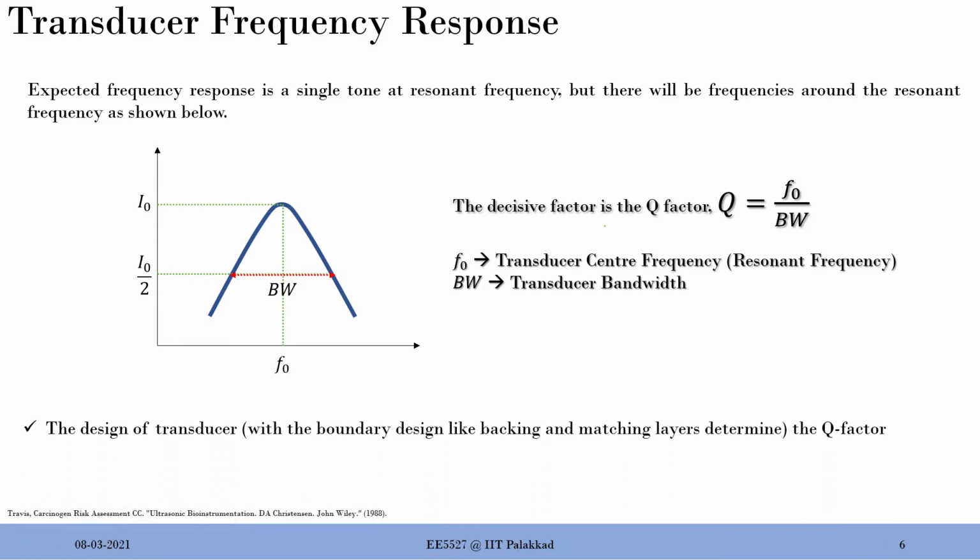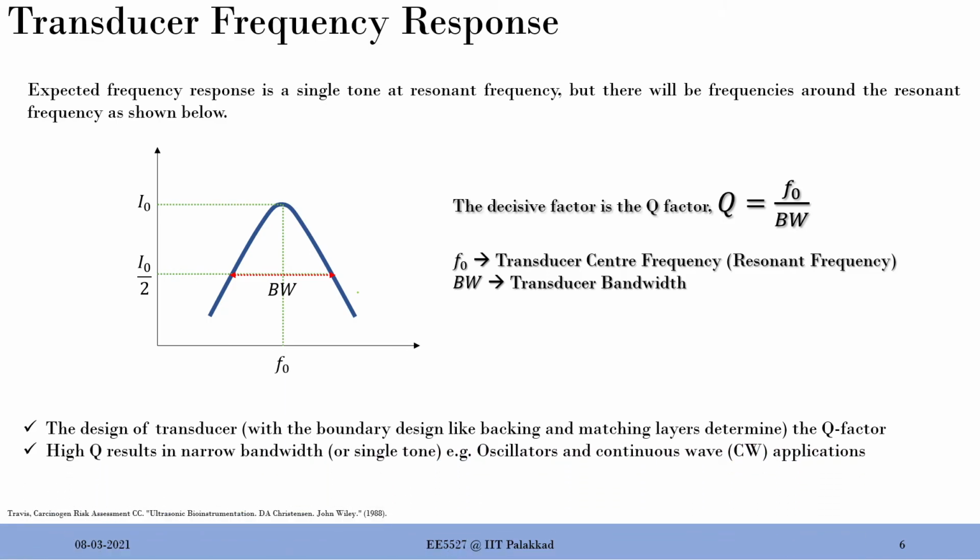Of course, the design of the transducer is determined by the backing layer, the matching layer and all those things together. It's not just the electrode and the material in between that determine it, but the entire transducer setup is going to determine the Q factor, or the shape of this particular wave in the frequency domain. High quality, as I said, means narrow bandwidth or single tone, and that is ideal for oscillators.